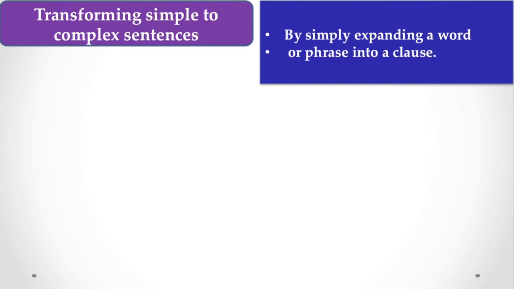Now, when we are thinking to transform a simple sentence into a complex one, we have to do two things first. First, simply by expanding a word which is used in a simple sentence, or a phrase, into a clause. As you already know, lots of phrases are there, while only one clause may have more than 2, 3, 4 phrases.